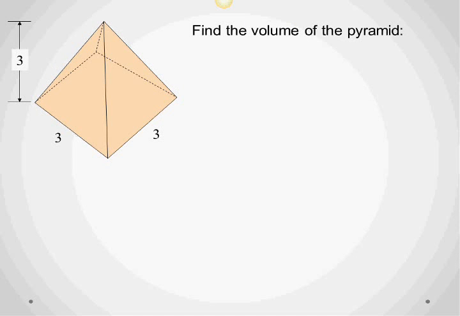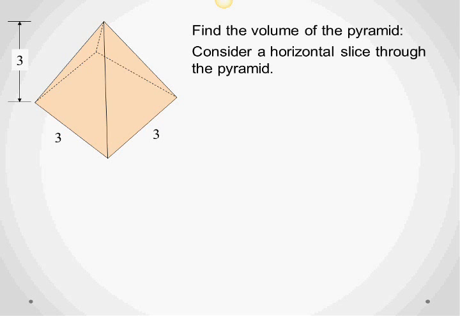Let's say, for example, we are asked to find the volume of a pyramid. Now, I know that you know that the formula for the volume of a pyramid is length times height times width divided by 3. But we're going to use calculus now to find the volume of that pyramid. Consider the horizontal slice through the pyramid. If I take this pyramid and slice it up horizontally, so that I have a loaf of bread, what would the shape of each slice be? We would find that the shape of that slice would be a square.